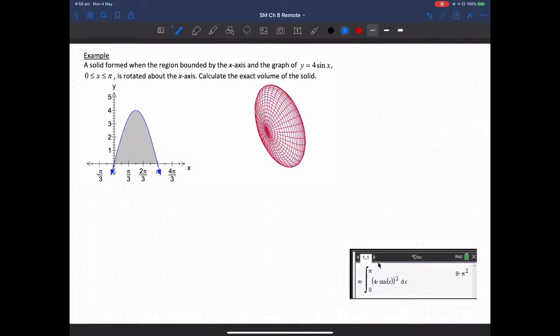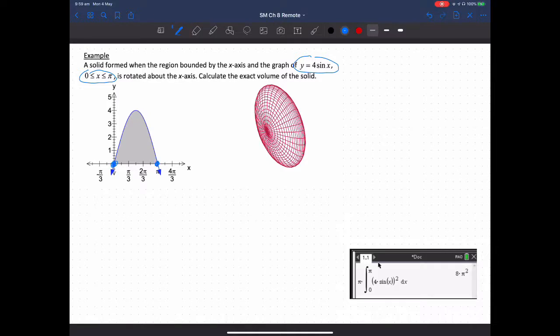In this example, we're taking a portion of a sine curve, y equals 4 sine x, between 0 and pi, and we're going to rotate it around the x-axis to give us a three-dimensional shape that we're going to work the volume out from. Looking at my two-dimensional graph, you can see x equals 0 is the x-axis at the origin, and x equals pi is an x-intercept at pi.